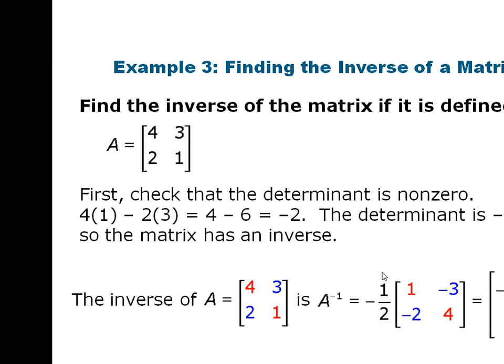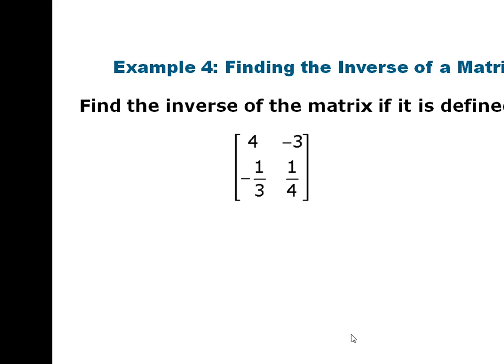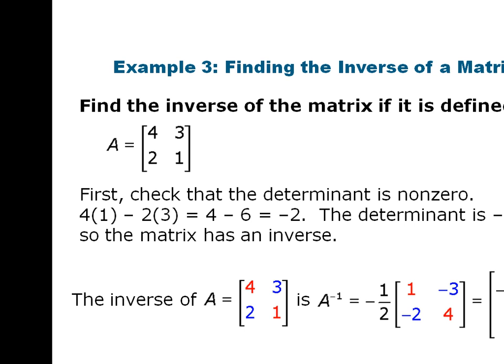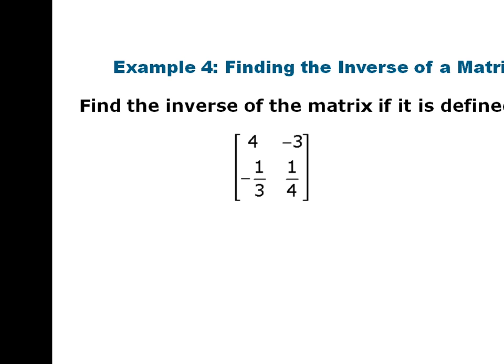And now we just have a scalar that we're going to multiply everything by. So 1 times negative 1/2 is negative 1/2, and negative 1/2 times negative 3 is 3/2, and so on. So our inverse matrix is negative 1/2, 3/2, 1, and negative 2. And even though we won't be concerned with multiplying these two things together, if I were to multiply the original matrix by this inverse matrix, it would give me the identity matrix of 1s on the diagonal and 0s everywhere else.